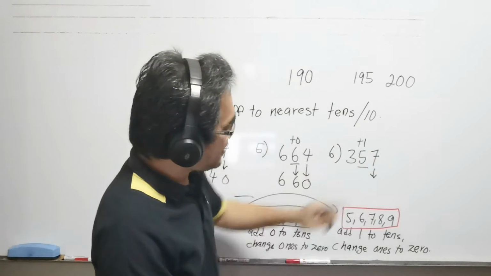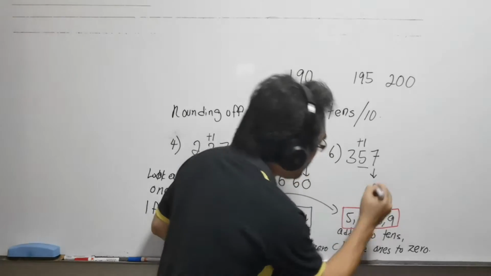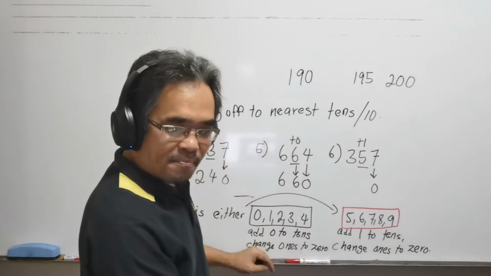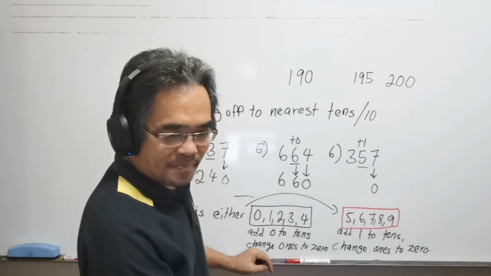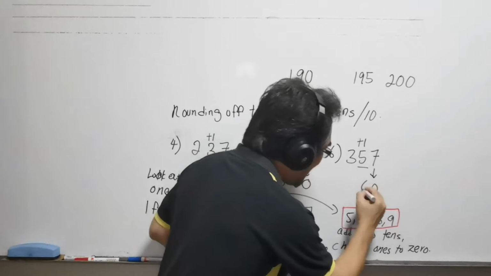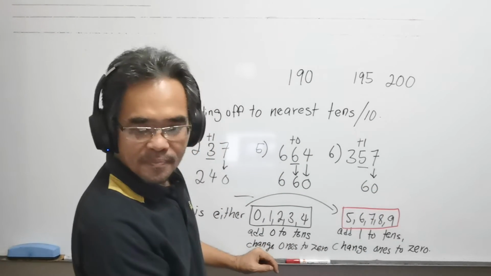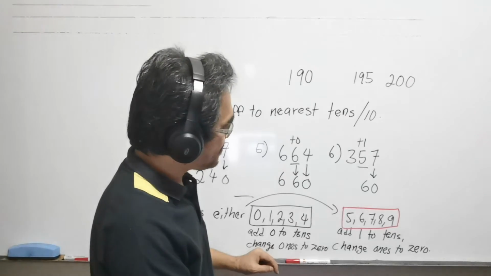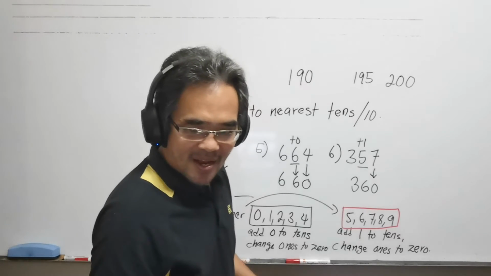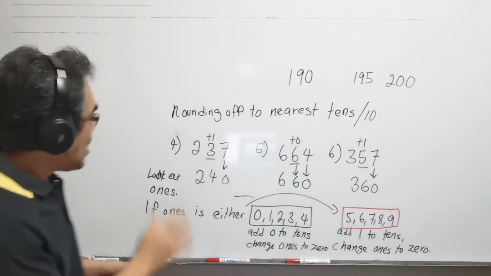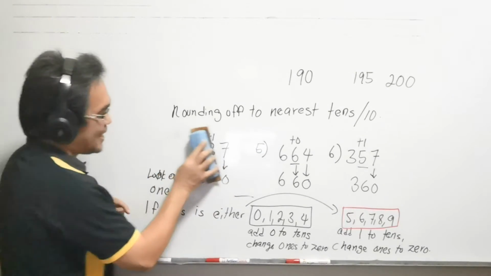And the number 7, what do we do? What do we do with 7? It becomes 0. So what happened to 5? It becomes 6. So what happened to 3? Yes. It's the same. Okay, you almost get it. Okay, almost. Not yet, right?